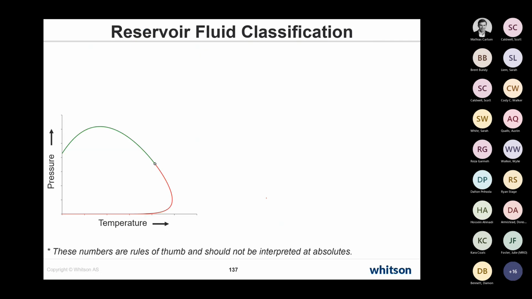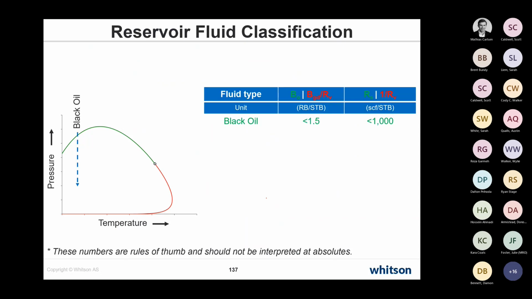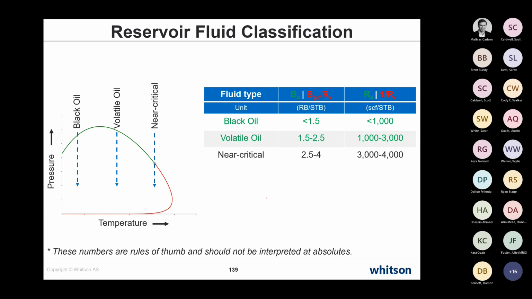So if we think about reservoir fluid classification that we discussed earlier, but in the context of these different black oil PVT properties, we can come up with some rules of thumb. And again, these rules of thumb are just estimates. It's not something we should interpret as absolutes. But a black oil fluid would typically have a BO less than 1.5, a GOR less than 1000. A volatile oil would have a BO between 1.5 to 2.5 and a GOR between 1000 to 3000. Near critical fluid would probably be between 3000 to 4000.